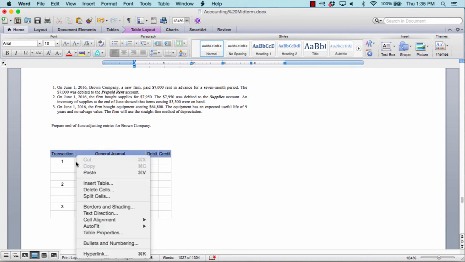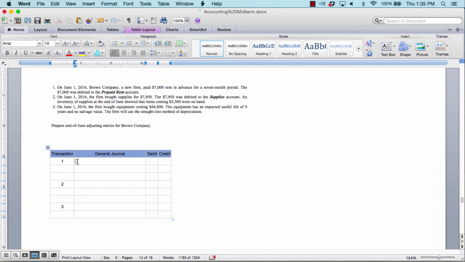So you're going to record that transaction because these are for the end of June. On June 1st, you paid $7,000 in advance, and you're recording transactions for the end of June, so it's only affecting 1 month. So 1 month worth of rent is $1,000. So you're going to record that as rent expense, a debit for $1,000. Remember, your debits go first and your credits go next. And you're going to credit the prepaid rent account for $1,000. That's it for number 1. And then you do 2 and 3.